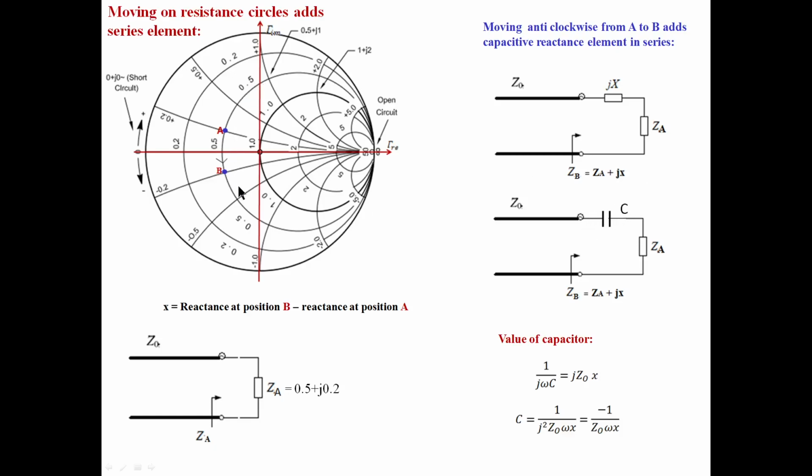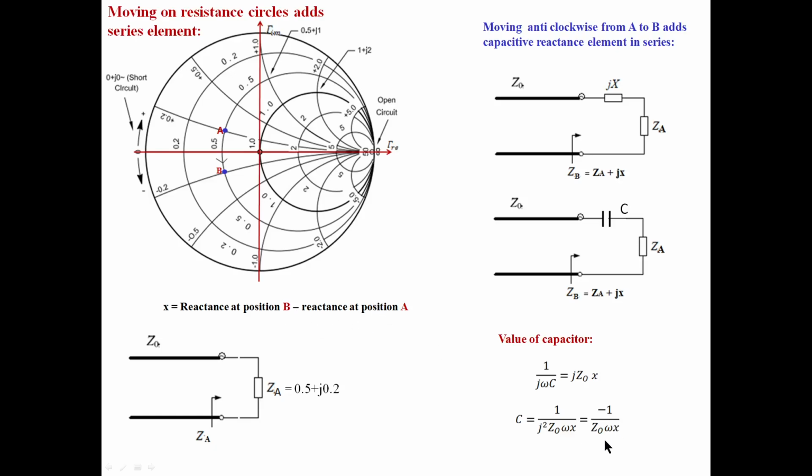Moving on a resistance circle anti-clockwise adds a capacitive reactive element in series. What is the value of the capacitor added? You can find out from wherever you started and wherever you stopped. You started at A and ended at B. Take the value of reactance at B. Which reactance circle is passing? The minus 0.2 circle, so the B value is minus 0.2. The value of reactance at A is plus 0.2. Taking the difference, minus 0.2 minus plus 0.2 gives minus 0.4.